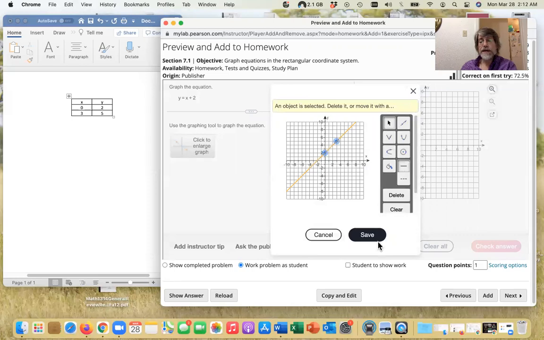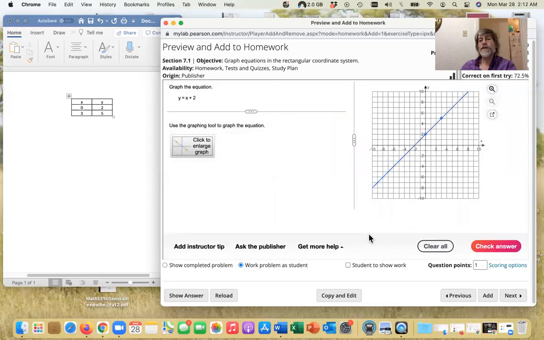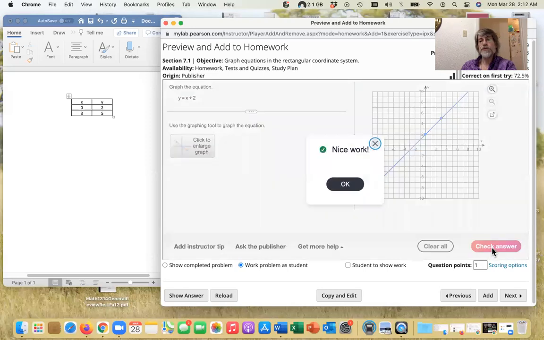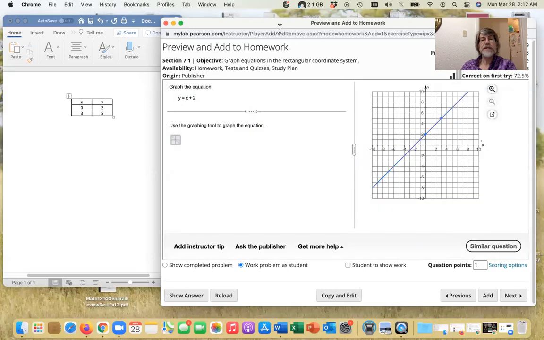I have the line now. Click on Save. Here's the line drawn in a beautiful way, and then click on Check Answer. You can see that it tells me that I did nice work. That means I got it right, and that is as simple as it is to graph a straight line in MyMathLab.